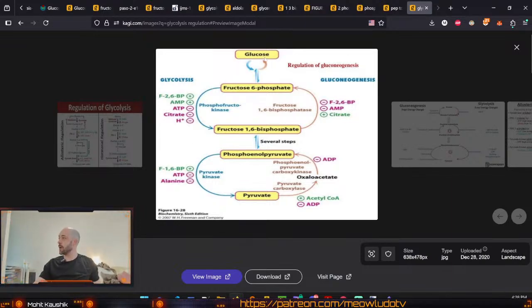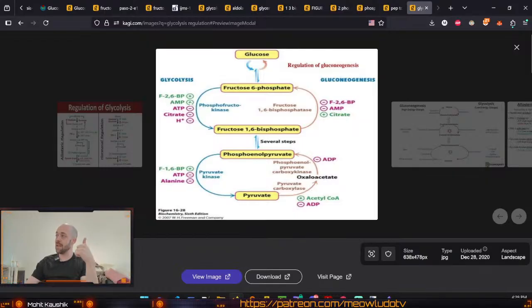Okay, so we start with glucose, and then we go into the start of glycolysis, where glucose goes to fructose 6-phosphate, that first reaction. And remember, this fructose 6-phosphate to fructose 1,6-bisphosphate reaction requires ATP. Interestingly, if there is too much ATP in the cell, this is down-regulated. So an excess of ATP inhibits this reaction. If there's not much ATP, it would stimulate it to make more.